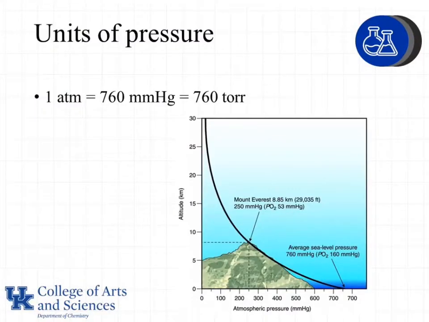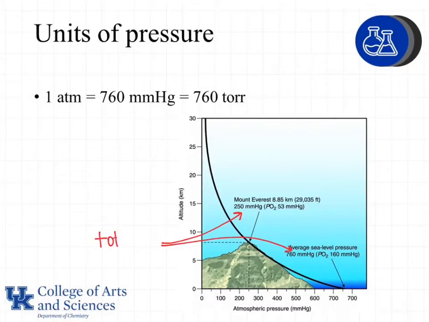Let's look at the units of pressure. There are many different units in which we measure pressure, but there are only three that we'll see routinely and that you should know the relationships for. The most common unit of pressure we use in chemistry is atmospheres. So 1 atmosphere is standard atmospheric pressure, and this is equal to 760 millimeters of mercury, which is also equal to 760 torr. Blood pressure is measured in units of millimeters of mercury.